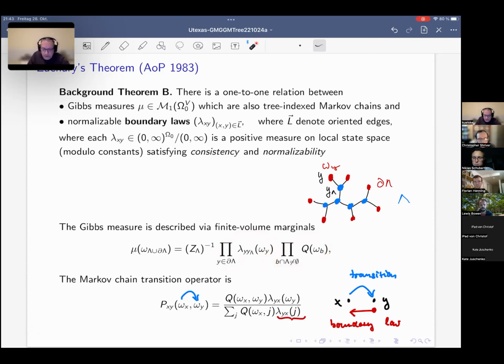This is sort of a Radon-Nikodym derivative of the free things here. And also you can write down what's the Markov chain transition operator, namely it is this one. So that's the transfer matrix, and then you have to modify things with a boundary law going sort of in the opposite direction. So with a target point here, you go from omega to y and so on. Okay, and this is normalization.